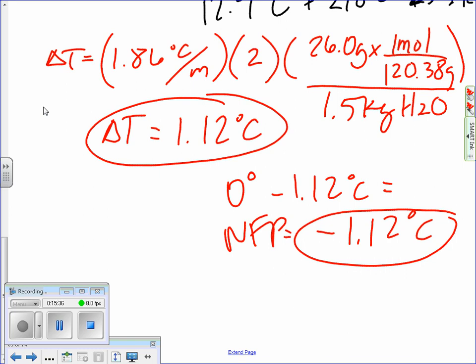All right, so who likes colligative properties? Okay, it's not bad. There's one formula. You have to know what each of the variables means. But once you figure out your flow, it's kind of repetitive.